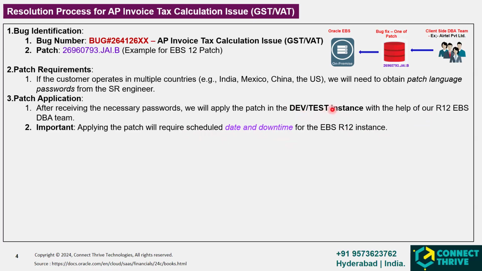It could be dev, test, gold, whatever it may be. During office working hours or operational business time, we will never apply the patch directly in either the development instance or the test instance. We should take a downtime. The DBA team will communicate the scheduled downtime, and accordingly they will apply the patch in the server.